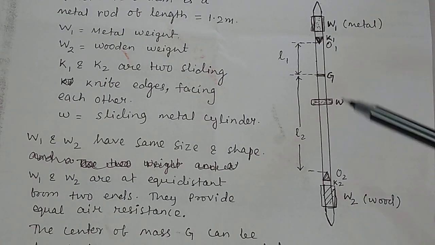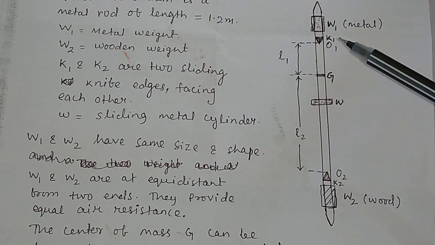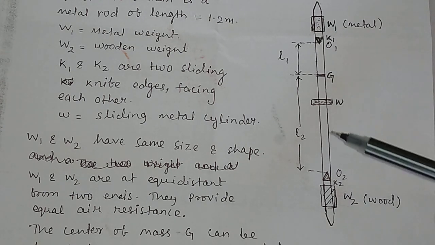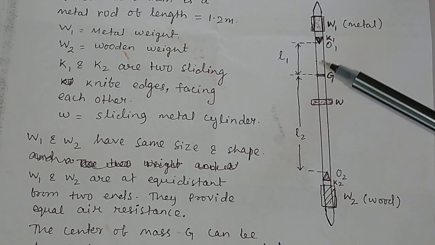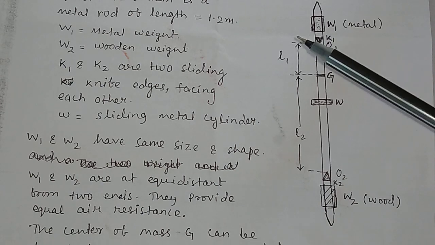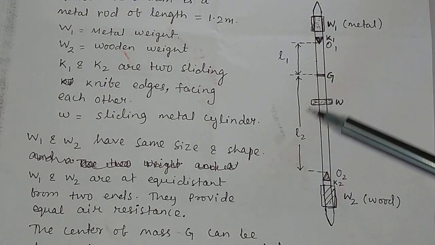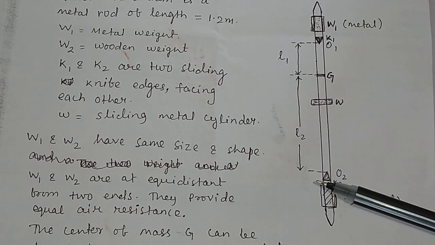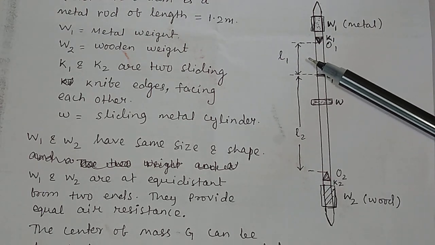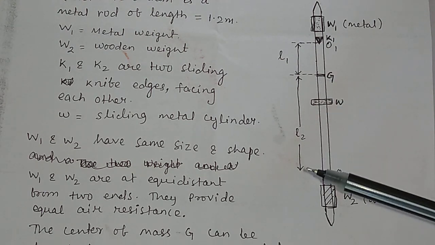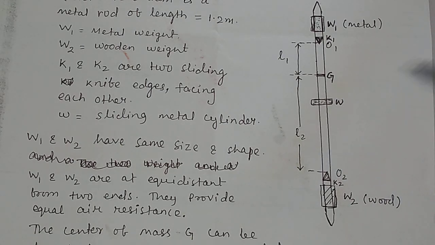Since we have two lengths, one along the side of the metal, and another along the side of the wood, we have to find out the time period on both sides. From the side L1, we will calculate the time period, and from the side L2 also we will calculate the time period. So we have two time periods. Along L1, suppose the time period is T1, and along the length L2, suppose the time period is T2.